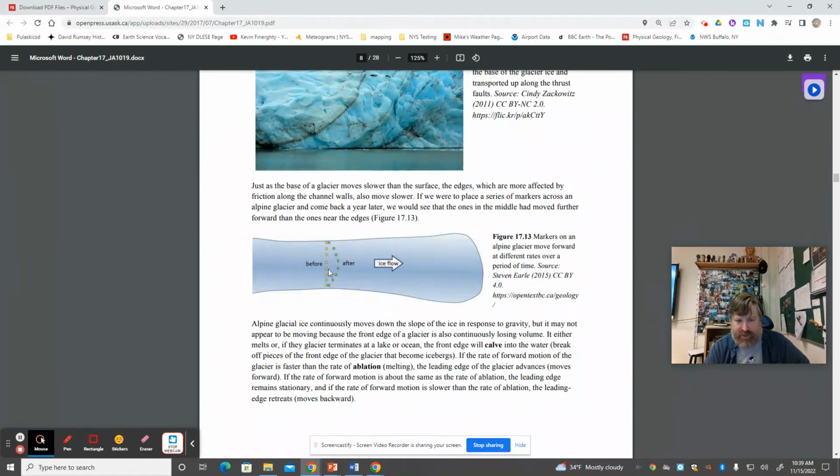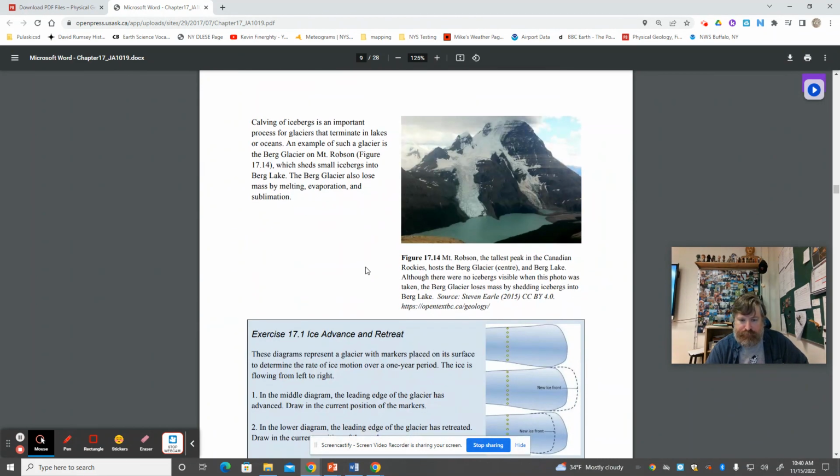Ooh, I like this idea too. With those alpine glaciers, this is a famous and heavily repeated experiment: if you jam a bunch of flags into the ground and then leave and come back, towards the center it flows faster. So those move the furthest, and towards the edges it moves the slowest, with drag on the sides. Not unlike what we saw when we did rivers.